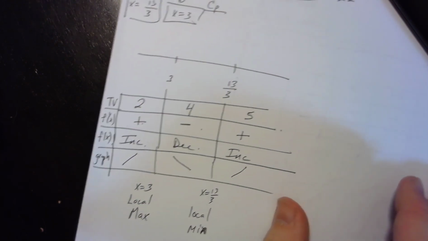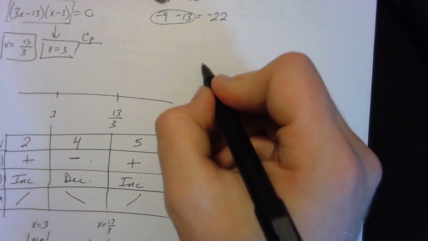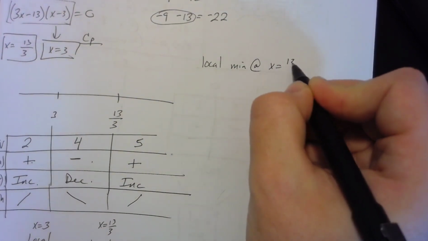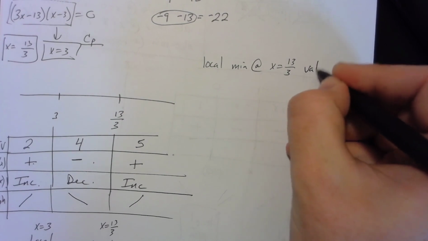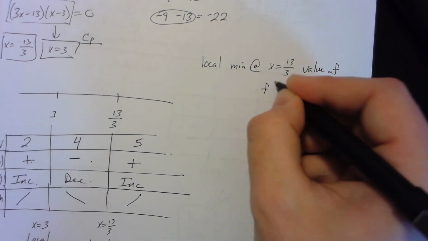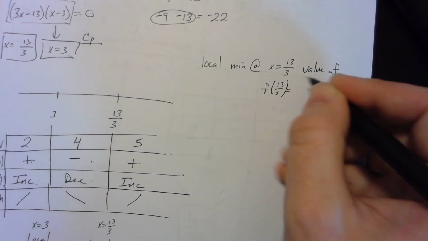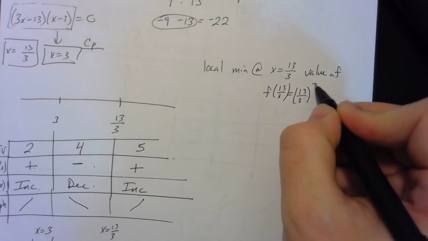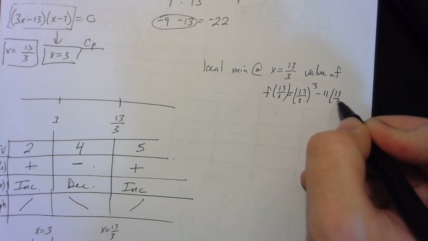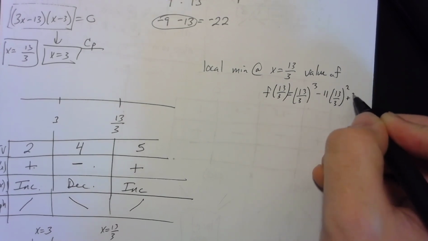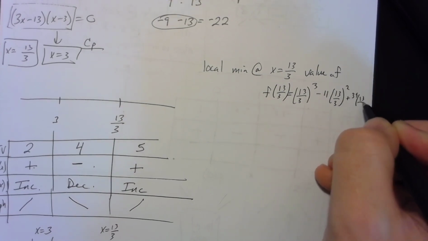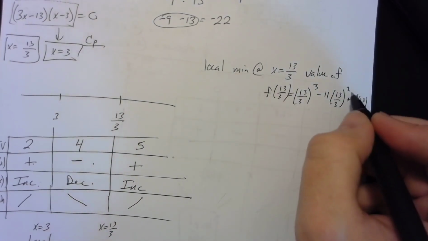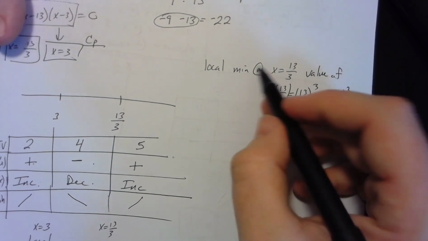The last thing I need to do to finish up this problem is note that there is a local minimum at x equals 13 over 3 with a value of f of 13 over 3, which I'll let you use a calculator for. It's 13 over 3 cubed minus 11 times 13 over 3 squared plus 39 times 13 over 3 minus 47. Whatever that number happens to be, that's the value of your local minimum.